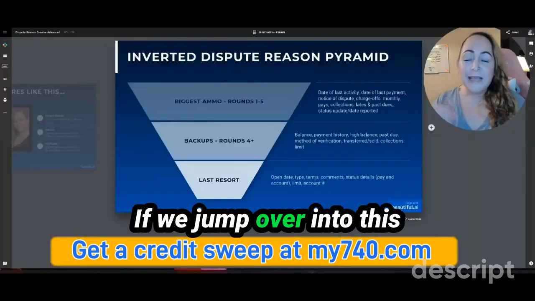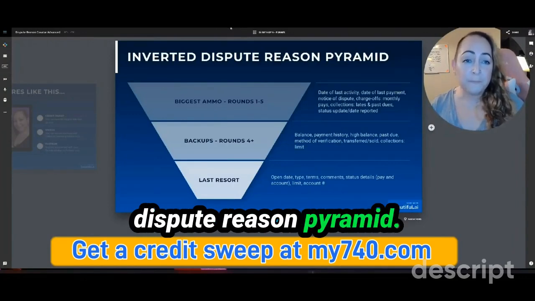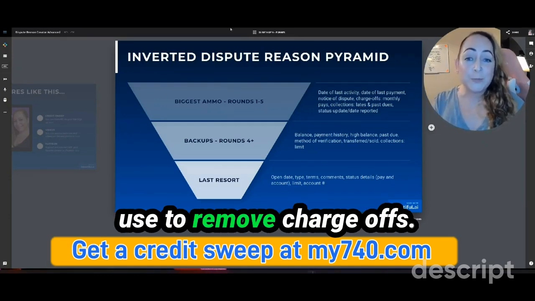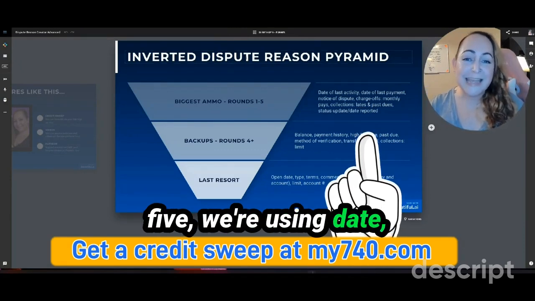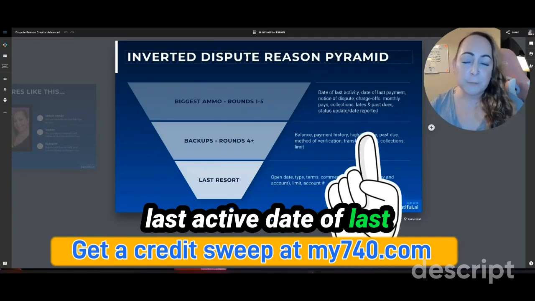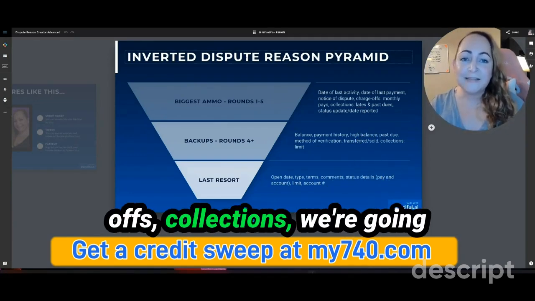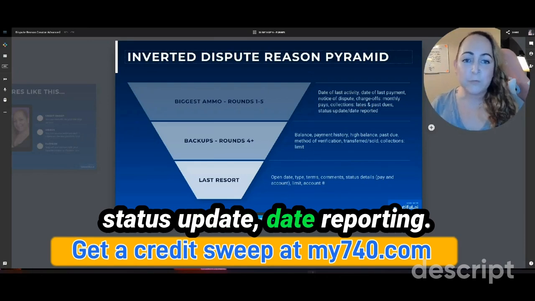If we jump over into this presentation, you're going to see the inverted dispute reason pyramid. And at the top of it, it tells you the exact dispute reason that you want to use to remove charge-offs. So rounds 1 through 5, we're using date last active, date of last payment, notice of dispute, monthly payments on charge-offs and collections, late and past dues, and status update, date reported.